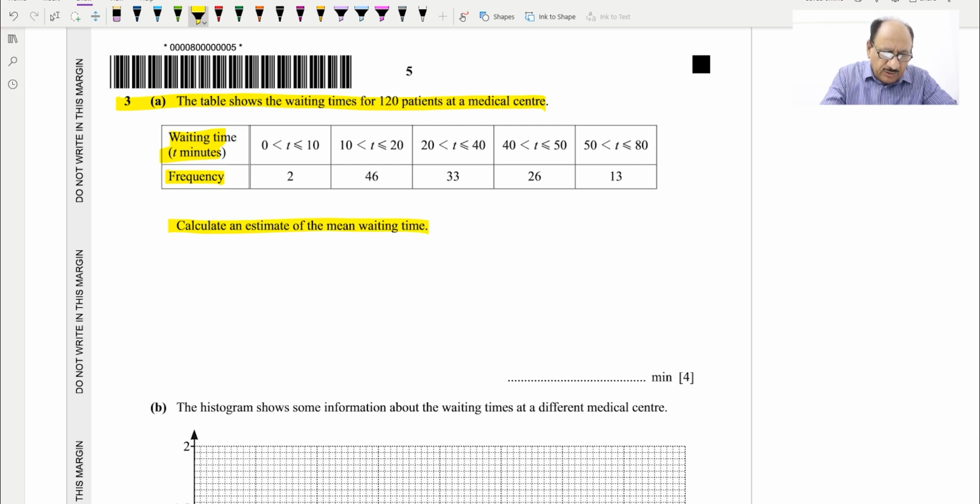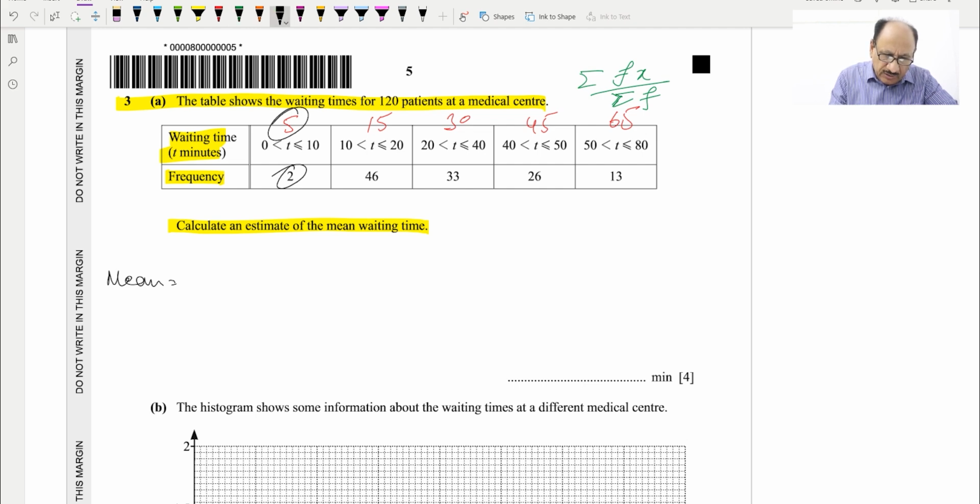They are saying calculate an estimate for the mean waiting time. So we'll be taking the midpoints, and the midpoints will be 5 for this one, 15 for this one, 30 for this one, 45, and 65 for this one. After the midpoints, we have to multiply them with the frequencies, and we can write mean is equal to, and the formula will be what? Sigma fx over sigma f.